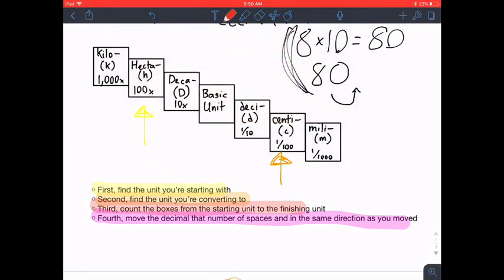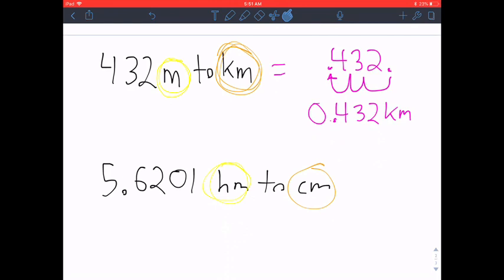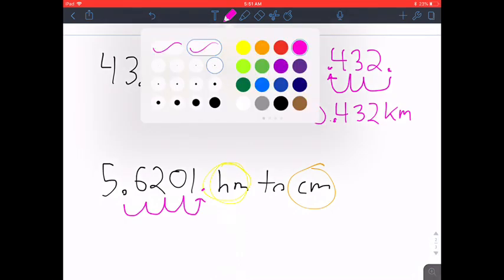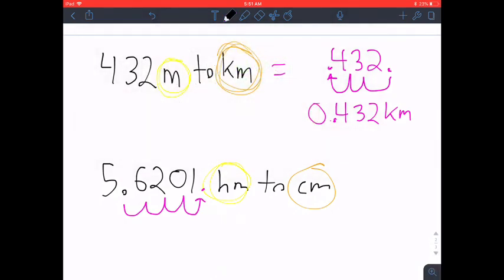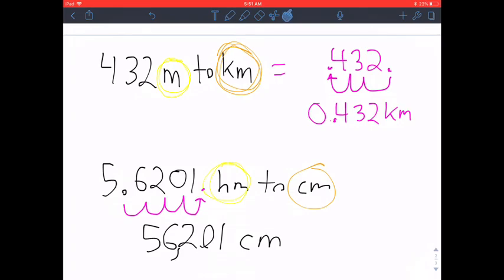Now we count the number of boxes. Remember, we're starting at hecta, so we go 1, 2, 3, 4 to the right. Okay, time to go down here. We're going to take our decimal and go 1, 2, 3, 4 to the right. So our answer is 56201 centimeters. Put a little comma right there, and it is clearly 56,201 centimeters. So there you go.